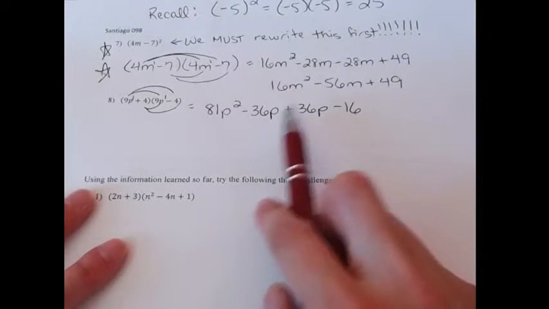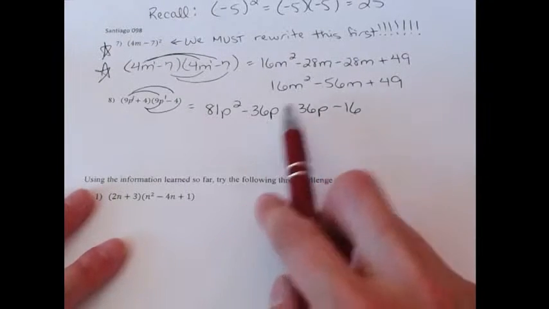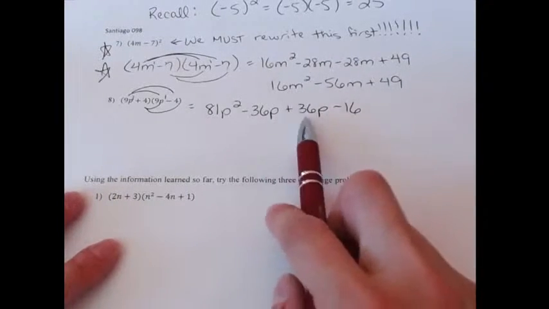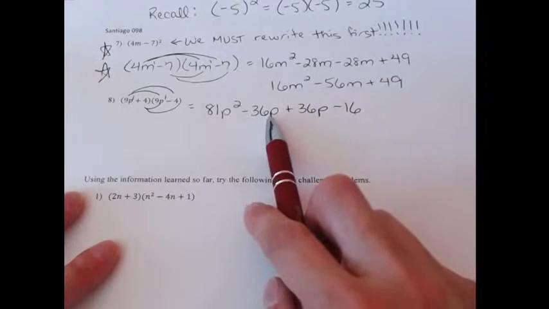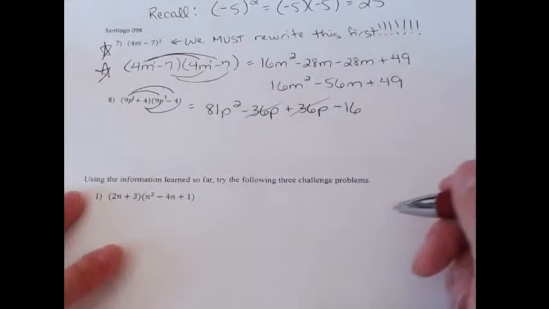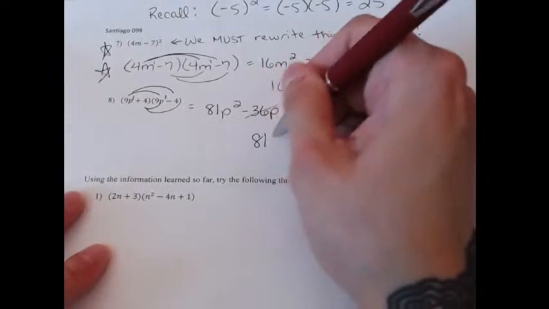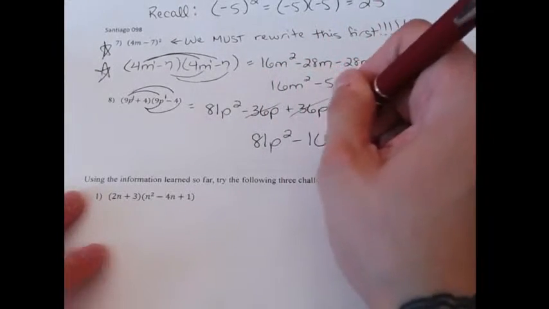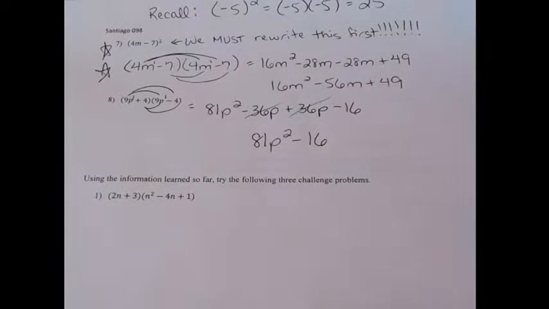Notice that these 2 terms are opposites. When you combine opposites, you're left with 0. So a negative 36p plus 36p actually cancel each other out. And your final answer is 81p squared minus 16. Excellent, excellent, excellent.